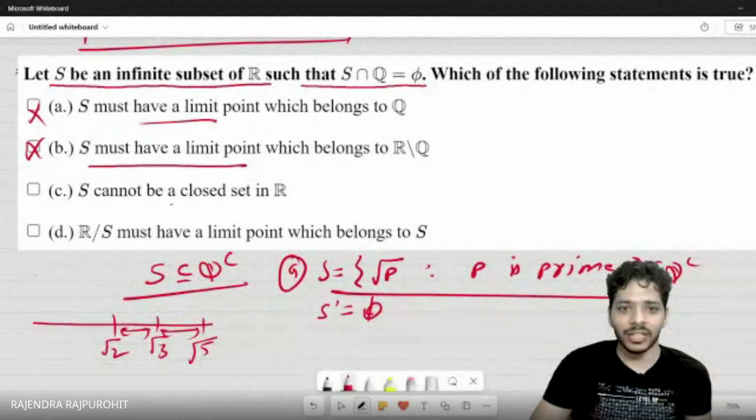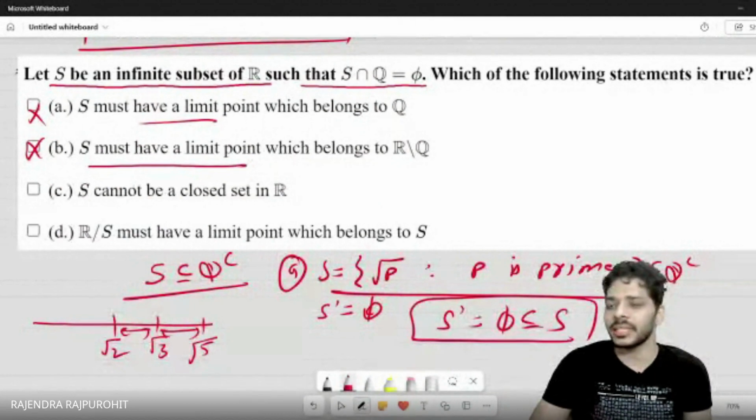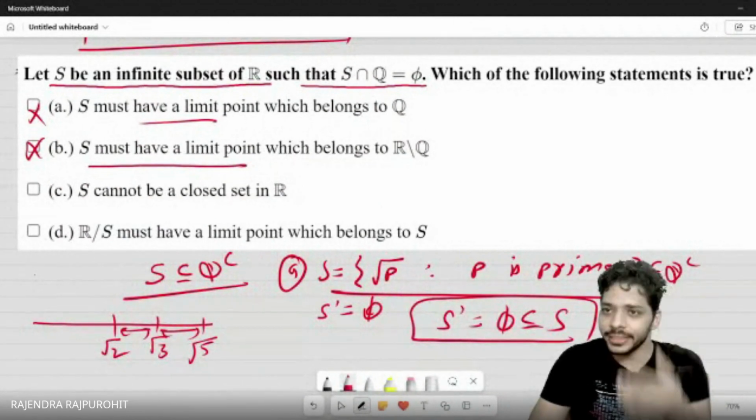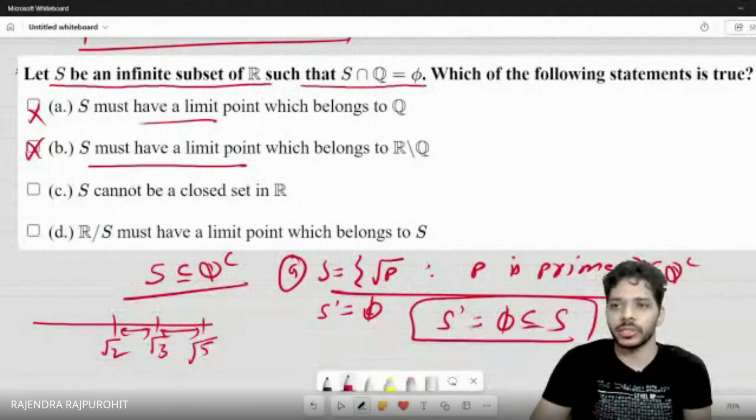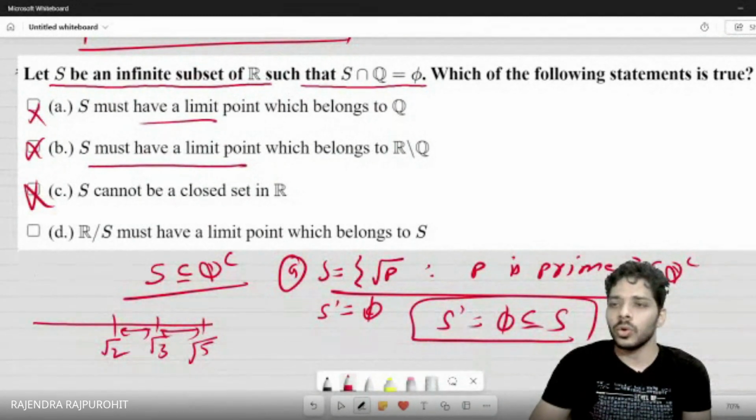Okay. S cannot be closed in R? No, S is closed because it has no limit point, and S derived, which is empty, is contained in S. That is the definition of a closed set: a subset of R is closed if and only if it contains all its limit points. And now there is no limit point, so the set must be closed. A, B, C are all gone. Only D is left. How about D now? R minus S must have a limit point which belongs to S. That we have to see.